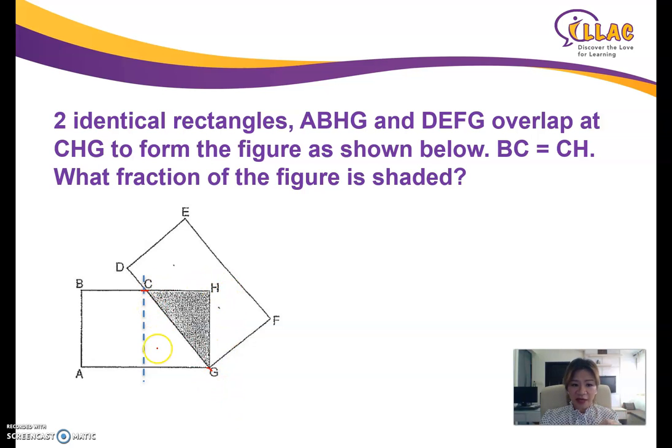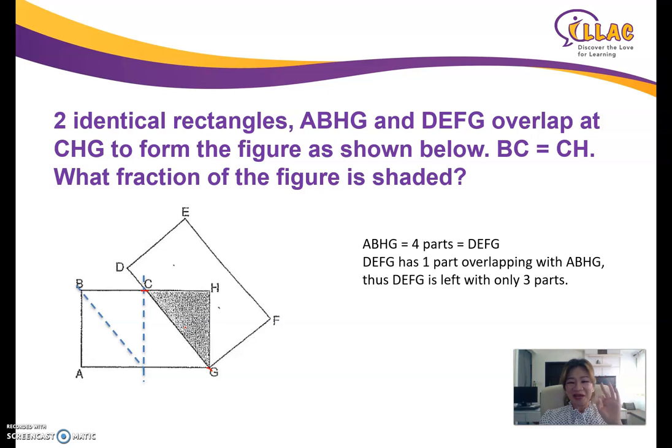If CHG is half, it will mean C something G is also half, which means if you cut this up, you will also get half, which means this rectangle over here can be cut into 4 parts. And because they are the same rectangle, DEFG can also be cut into 4 parts. And this CHG is one part of the 4 parts in DEFG. What does that tell you? The remainder outside this shaded part of DEFG is 4 minus 1 is 3 parts.